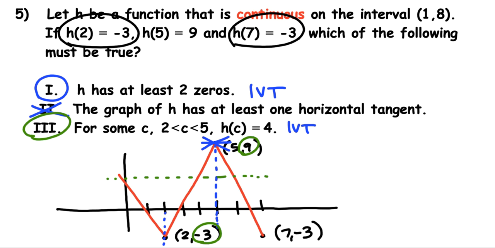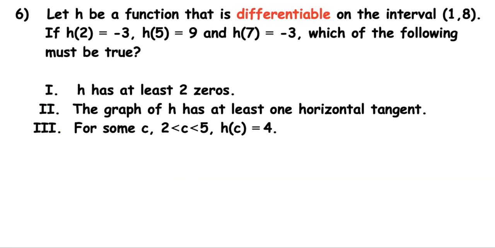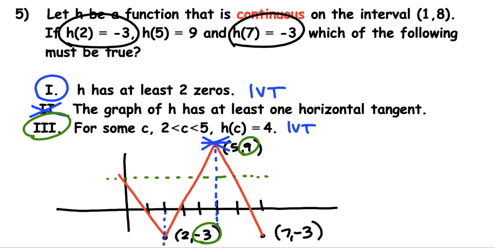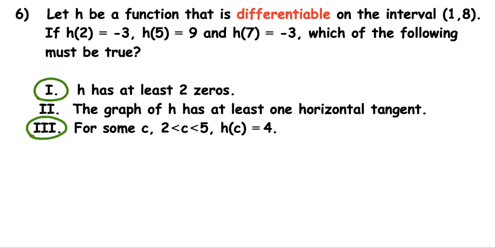Now, if you took the same problem and just simply changed one word from continuous to differentiable, obviously 1 and 3 would have to stay true for the same reason, IVT. But now that it's differentiable, you can't have corners or cusps like I had in this other drawing. They have to be smooth. The function has to be smooth and curvy. And so therefore, this will also be true. So if it's differentiable, then yeah, all 3 are correct answers.